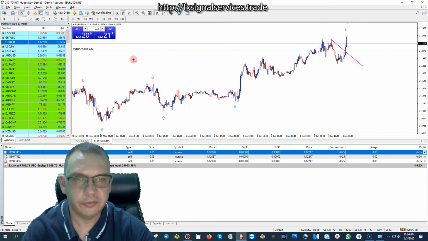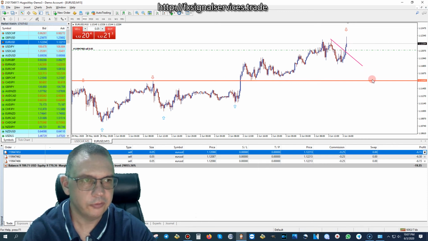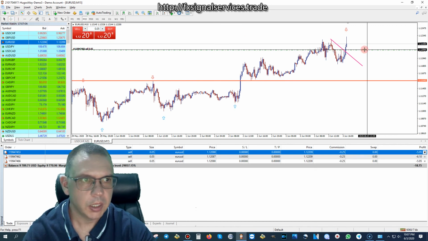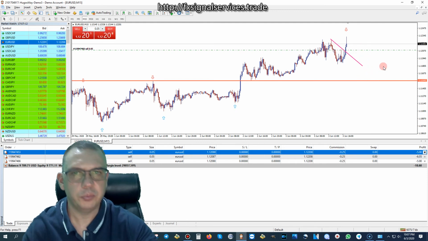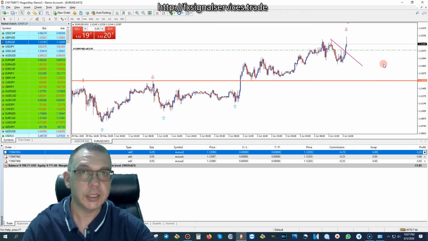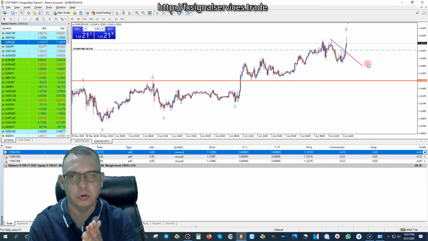Let's just say, for example, this is a resistance here, okay, that broke and formed a support. So we're looking for the price to drop back down to that support, potentially, okay? And we're right here at this point already. So we drop down to here using the crosshairs. That's about a 500 pip or point drop, okay? That's going to give us a really, really nice profit, okay? So essentially that is what we're looking for, okay, when we trade in this method, okay?